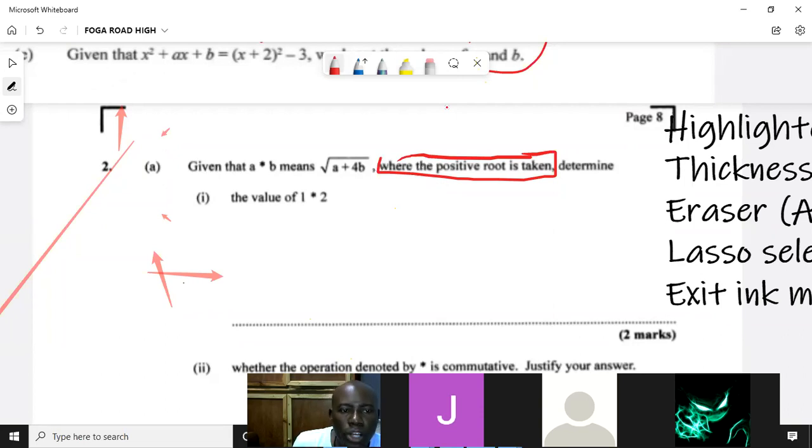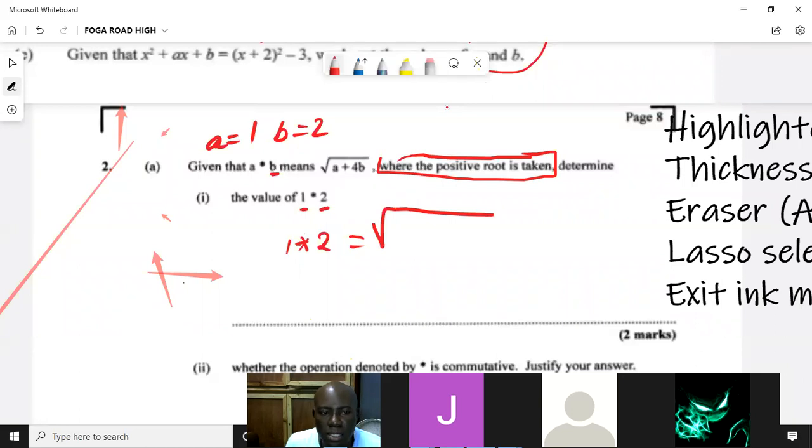Think about this. Wouldn't you agree that a is like number 1 and b is like number 2 right here? The a is at the front, the 1 is at the front, so a is 1. The b is at the back, the 2 is at the back, so b is 2. So 1 asterisk 2 is going to equal the square root of, substituting things here, a, that means 1, plus 4b, b is 2, and this is equal to 1 plus 8.